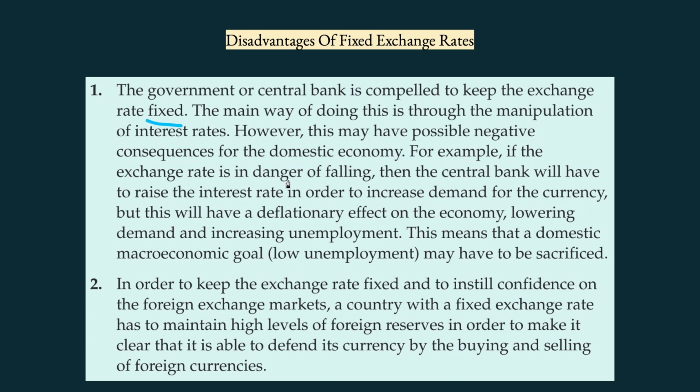For example, if the exchange rate is in danger of falling, then the central bank will have to raise the interest rate in order to increase demand for the currency. But this will have a deflationary effect on the economy, therefore lowering demand and increasing unemployment. As we already know from our knowledge of the macroeconomics unit, this might have a deflationary effect on the economy, thereby lowering demand as people choose to keep their money in the banks, gaining more interest instead of spending it. And if this happens to a detrimental extent, it can increase unemployment, as when fewer people are buying a set amount of goods, then less production needs to take place and fewer people need to be employed for the smaller production scales. This means that a domestic macroeconomic goal, such as low unemployment, may have to be sacrificed.